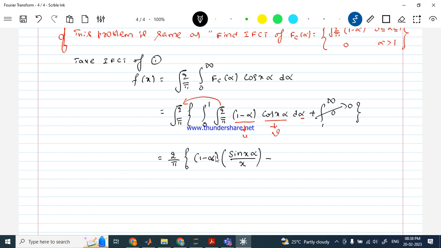Minus the differentiation of 1 minus alpha with respect to alpha, which is minus 1. Differentiation of 1 is 0. Differentiation of minus alpha is minus 1. Into the integration of sine, which is minus cos x alpha by x, into x, becomes x squared. And the differentiation of minus 1 becomes 0. Stop the process, substitute the limits 0 and 1.